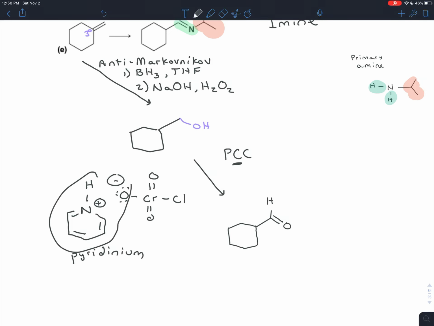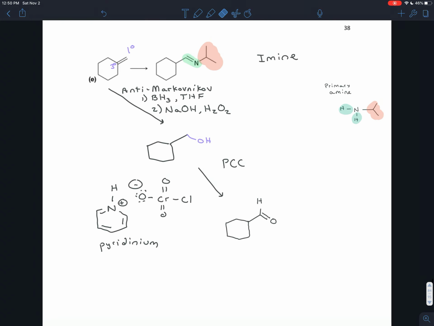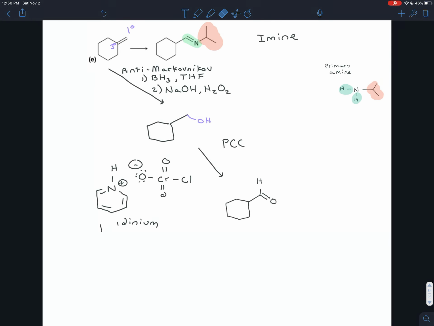So this pyridinium, the positive charge on it, is stabilizing the negative charge in the chlorochromate, and that weakens the power of the chromium compound to do the oxidation. Now we won't go through the whole mechanism for that, which is pretty long and a little bit complicated, but you could see how the positive charge on the pyridinium, the P in the PCC, stabilizes the chlorochromate, the CC, and so it's a weak oxidizing agent, which means that it'll take a primary alcohol like we have here and only bring it to an aldehyde. It won't take it all the way to a carboxylic acid.